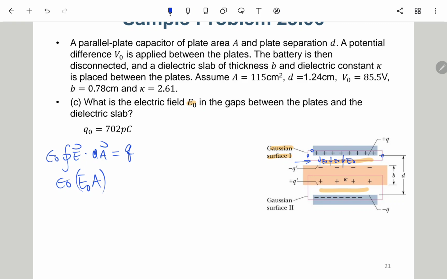So E dot dA: are they parallel? Yes, they are parallel to each other. dA is pointing outside, so E0 and dA are pointing in the same direction. So E dot dA equals E times dA, and E is a constant, so we put it out, and it finally becomes E times A, and then equals Q. So we can have E0 equals Q over epsilon naught A.